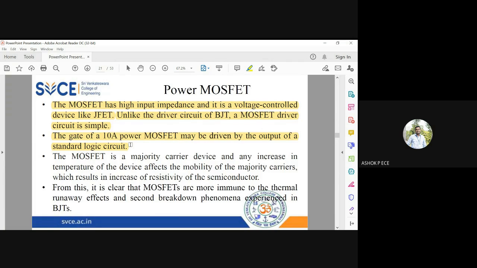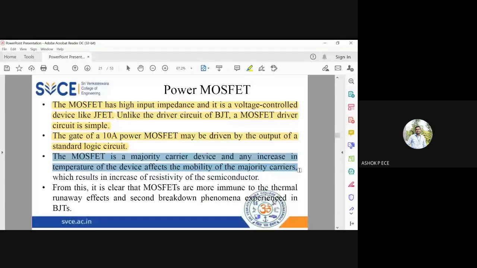And you know that all these category of FET, field effect transistors, are all majority carrier devices, or I can say they are unipolar devices. Which increases the resistivity of the semiconductor. So it is clear that MOSFETs are more immune to thermal runaway effect and second breakdown as in BJT.